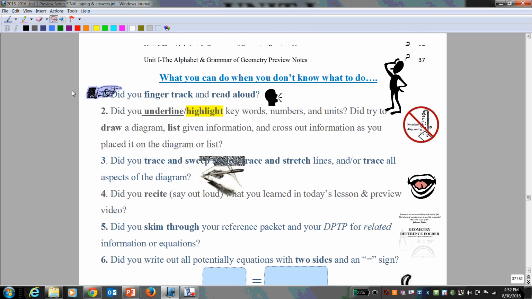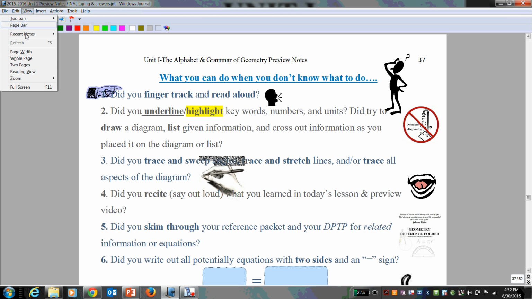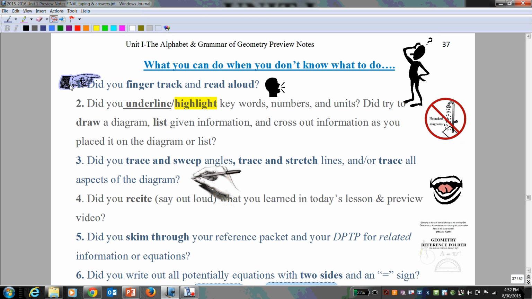You have this page right on the inside flap of your reference booklet. I want you to get in the habit of using it because, as you see from the title, it's like, what can you do when you don't know what to do? So these are things you can still do even when you don't understand a problem. 10 things. Let me go over these very quickly with you.